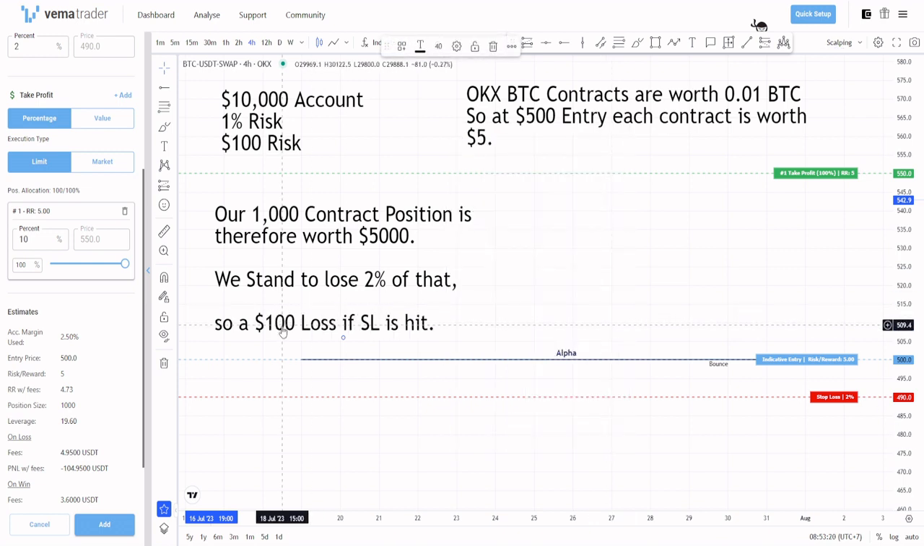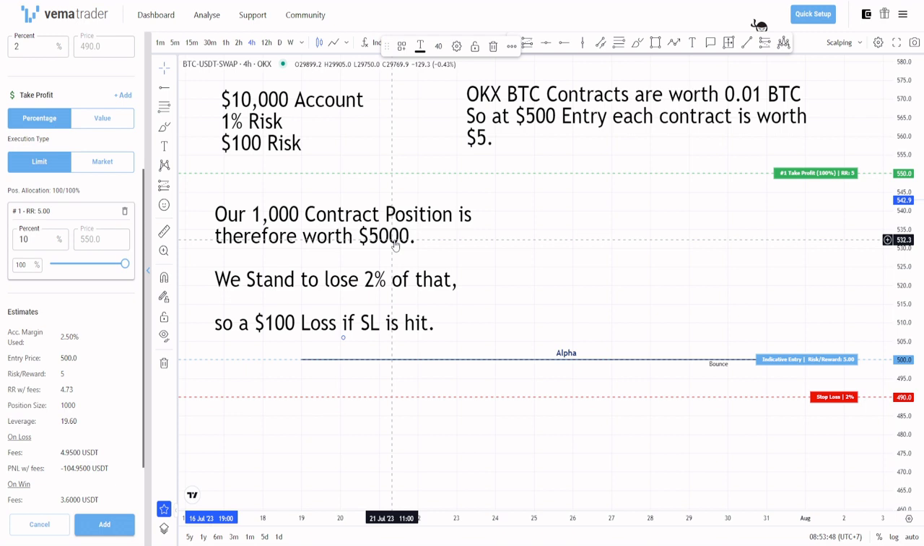So you can see that Vema has matched the stop loss to the account risk that we've set. We've told Vema we want to risk 1% of a $10,000 account. Vema said, cool, that's $100. We've told Vema our stop loss is 2%, and Vema has said, cool, if you want to lose $100 with a 2% stop loss, entering at $500, that means your position size has to be $1,000 because that gives the value of $5,000.